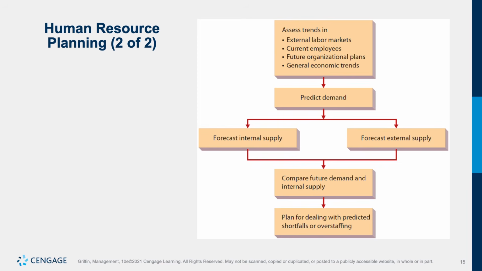So after doing both the internal and external supply forecast, the organization or the human resource manager may now compare the future demand and the internal supply before planning to deal with the predicted shortfalls or cases. There could be cases of overstaffing, whereby there are employees who are redundant or not doing enough tasks or taking on enough responsibilities within the organization for however much they are being paid.